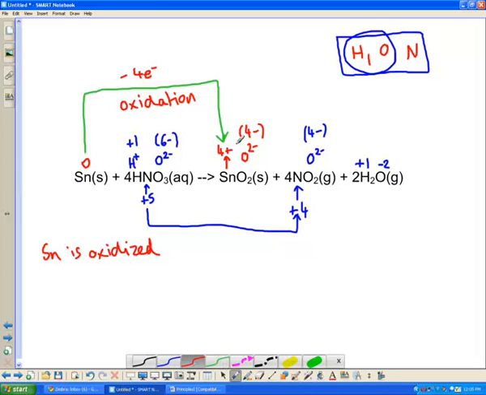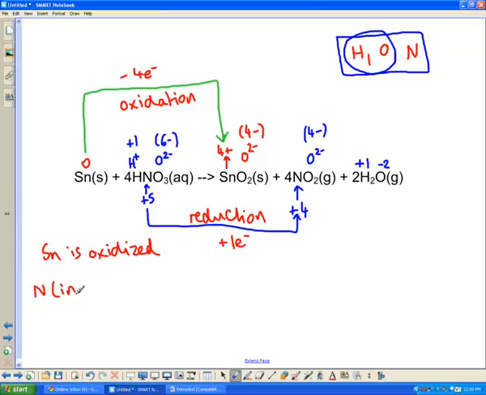Here our oxidation number increased. Oxidation. Here our oxidation number decreased, which corresponds to reduction. In fact, we gained 1 electron. Again, the number of electrons gained or lost is unimportant at this point. So that means the nitrogen in the HNO3 is reduced.